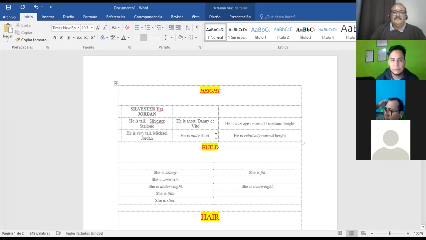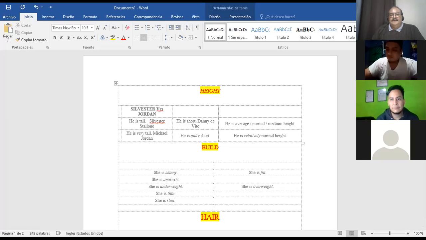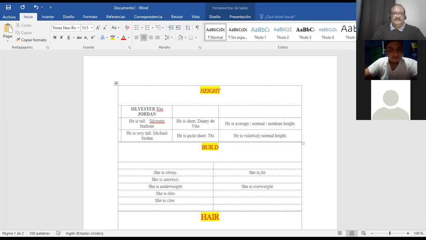Okay. Who else? He's quite short. Less than Danny DeVito. Tyrion, the Game of Thrones. How do you spell that? Tyrion. Y-O-N. Thank you. Okay. He is quite short, Tyrion, okay? Then you can say Tyrion is quite short, Danny DeVito is short, then Sylvester Stallone is tall, Michael Jordan is very tall, okay? Now somebody who is average, normal, or medium height.